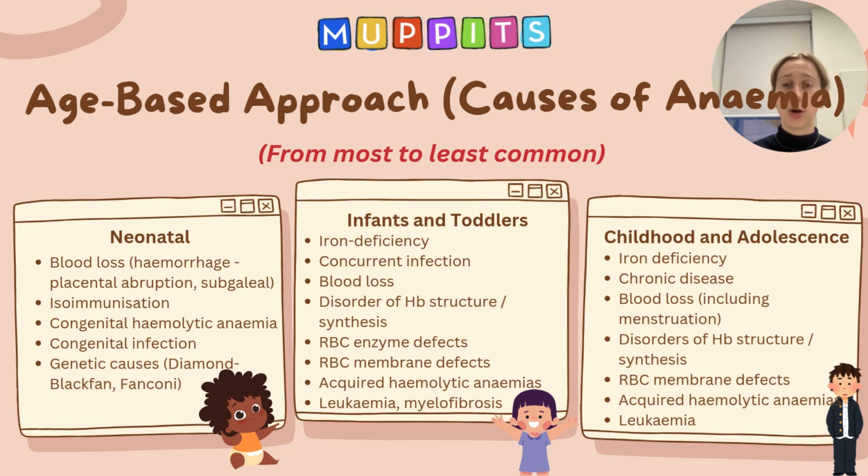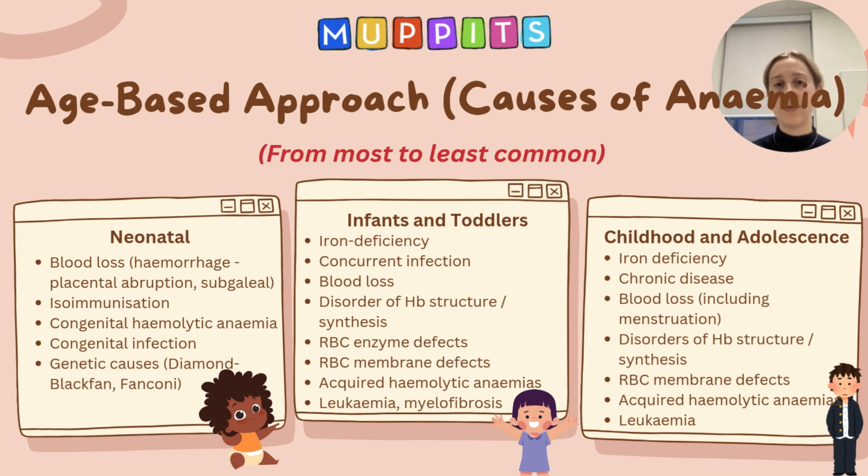Isoimmunization, so ABO or rhesus incompatibility. Forms of congenital hemolytic anemia like spherocytosis or G6PD. Congenital infection like parvovirus, HIV, syphilis, rubella, or sepsis as well. And then genetic causes of anemia, things like Diamond-Blackfan syndrome or Fanconi anemia, which you don't have to know about, but just can be important to recognize as causes of anemia in the neonate.